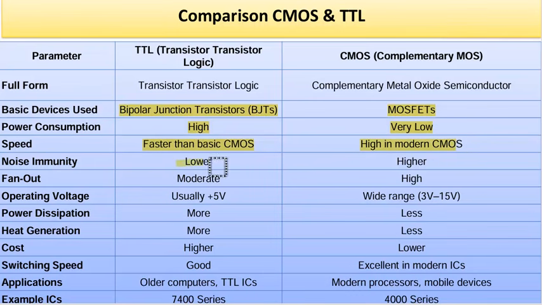Noise immunity is lower in TTL, and in the CMOS it is higher. The fan out is moderate in TTL and high in CMOS. And the operating voltage usually is plus 5 volt, and in CMOS it is a wide range, that is 3 volt to 15 volt.